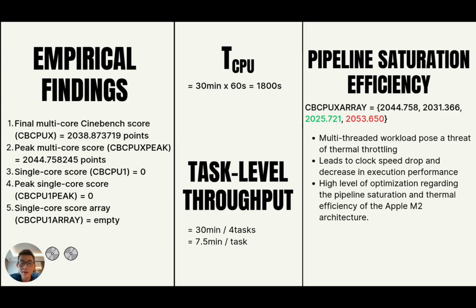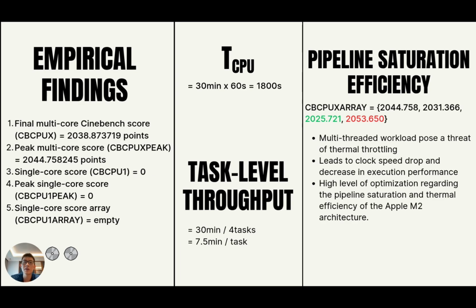thermal throttling. This can cause clock speed drop and a decrease in execution performance. But on the other hand, it is observed that there's no decreasing trend in the data related to workload A. On the contrary, the best result obtained is the last iteration, which is 2053.650 points. This fact demonstrates the high level of optimization regarding the pipeline saturation and thermal efficiency of the Apple M2 efficient architecture.